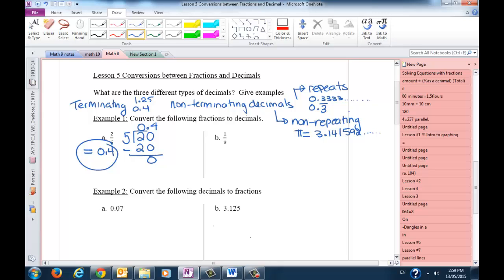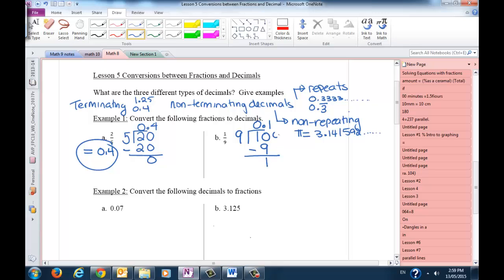And this is an example of a terminating decimal. B says 1 divided by 9. I'm going to use long division again. 1 divided by 9. Now 9 goes into 1 0 times. I'm going to add my decimal. I'm going to add a 0 here, and then I can ask how many times does 9 go into 10? 9 goes into 10 one time, and if I subtract these, 10 minus 9 is 1.